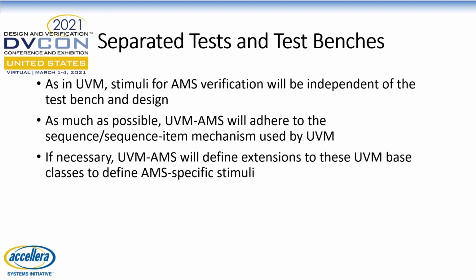As much as possible, UVM-AMS will adhere to the sequence item mechanism used by UVM. But if necessary, UVM-AMS will define extensions to these UVM-based classes to define AMS-specific stimuli. Examples which came to mind are, for example, the timing of signals, which is not supported by the standard UVM sequence item mechanism.